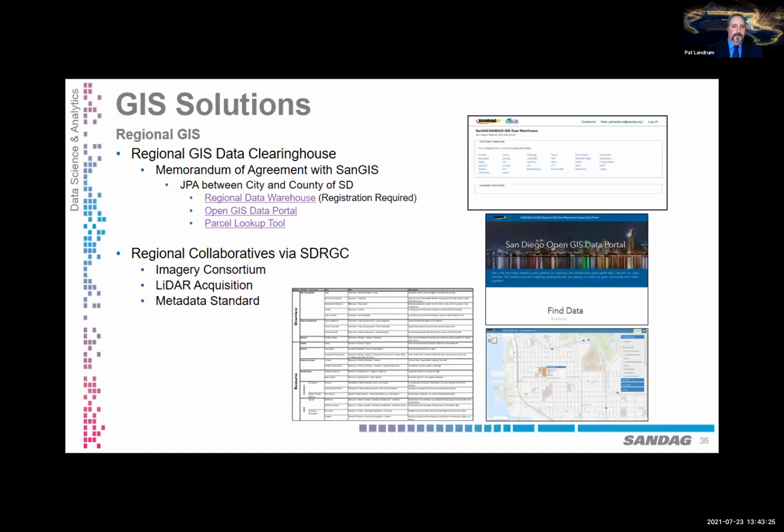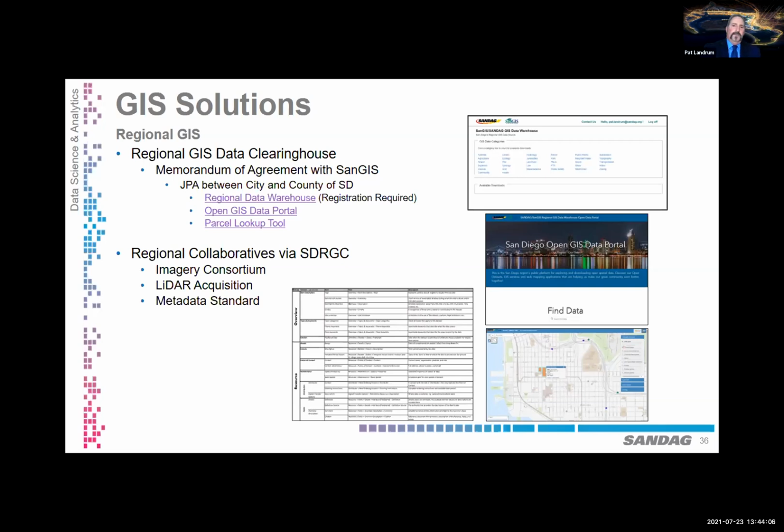The second part of our GIS solutions team really focuses on regional GIS and is primarily driven by a memorandum of agreement with the San Diego Geographic Information Source, or SANGIS. SANGIS is a joint powers authority between the city and county of San Diego. Under this memorandum of agreement, SANDAG's responsibilities are to host the regional GIS data warehouse, for which we have over 25,000 registered users currently, again, across a wide spectrum of public, private sector, academia. We have an open GIS data portal, as well as a parcel lookup tool that we collaborate with the County of San Diego and the Assessor's Office on.